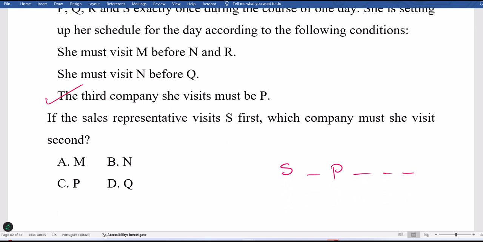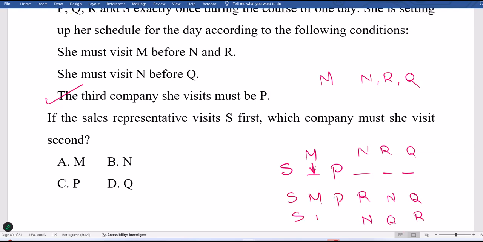Now we know clearly M must be before N and R. N is before Q. So M is before N, R and Q. So M must be here. There are two chances: it can be N R Q or R N Q. But this place is fixed for M only. Or in fact there is another chance, N Q R also. These all are possible, fine, but in all the cases the second place is taken by M.